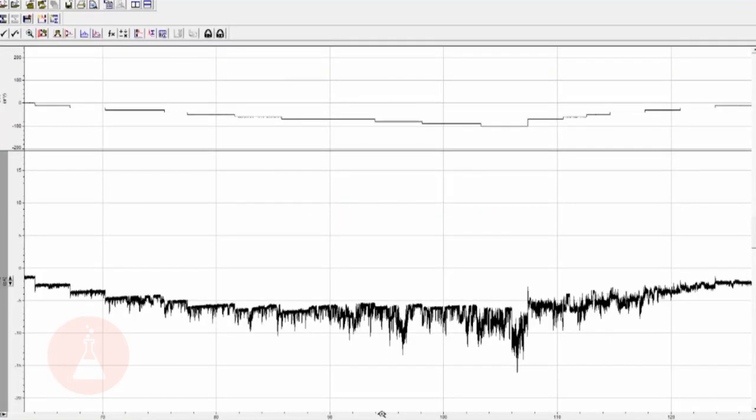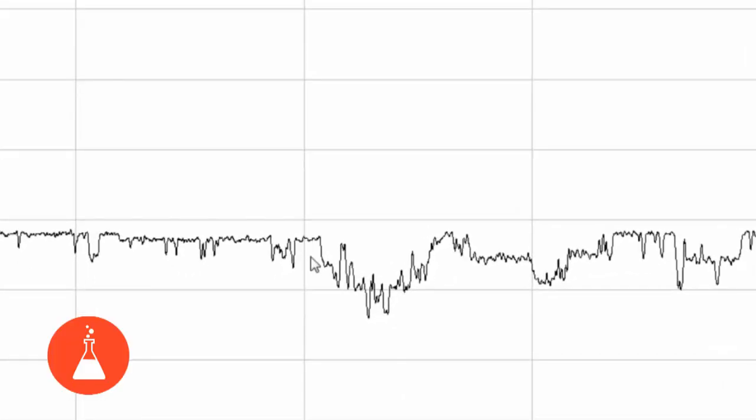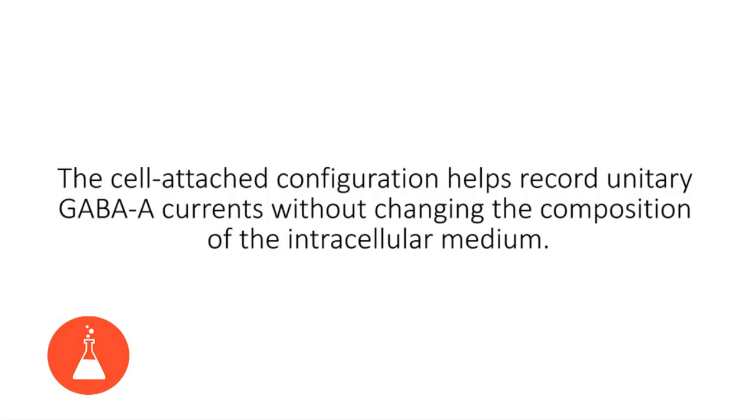If Vp becomes negative now, we see that the current has reversed and is downward, and you also see the channel's opening. As far as the downward currents are concerned, we note that in fact, there was more than a single channel in the patch because we see opening channels whose amplitude is a multiple of a single channel opening. We can observe that these channels open at almost the same time. The cell-attached configuration helps record unitary GABA-A currents without changing the composition of the intracellular medium.